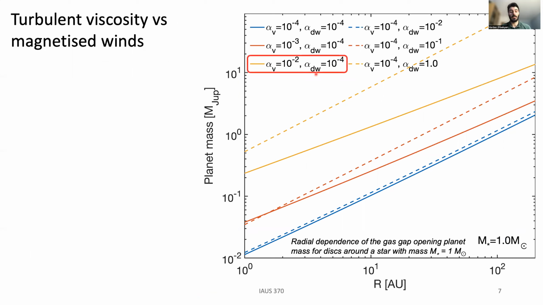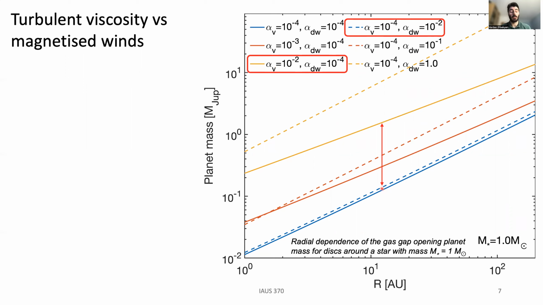In one case, we have the disk with mass and angular momentum transport powered by turbulent viscosity, and in the other case we have the disk which is powered by disk wind. And as you can see, the sum of these values is the same in the disk, but in terms of gap opening masses, the difference is huge.